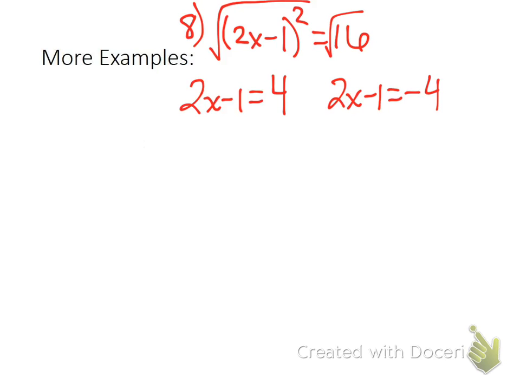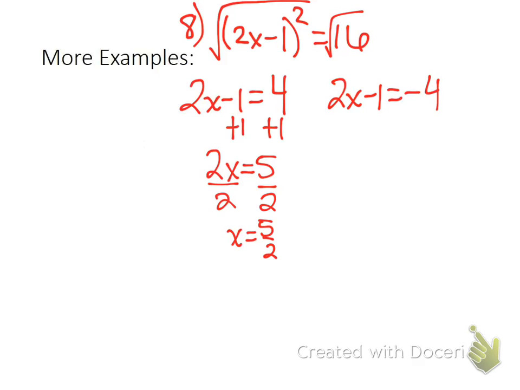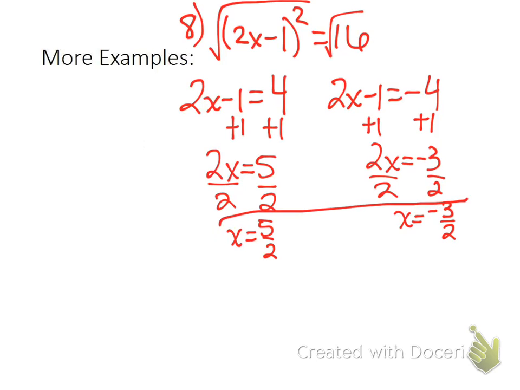Algebra 1 style. What would I do? Add 1 and then divide by 2. So I'll do that to both of them. Add 1, divide by 2. So that's going to give me a fraction on the first one of 5/2. And on the other one, what is negative 4 plus 1? Negative 3, good. And then again, divide by 2. X equals negative 3/2 or positive 5/2. You still got two answers.